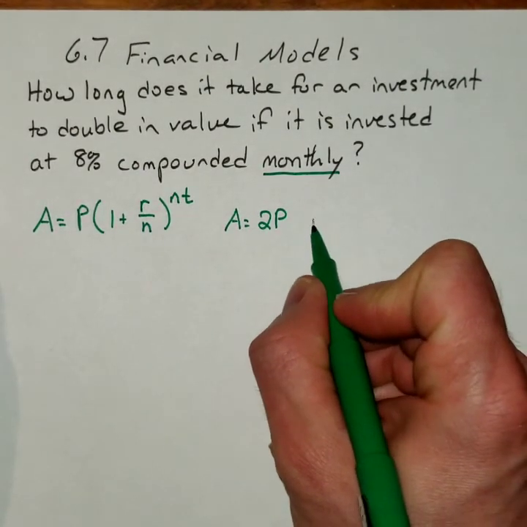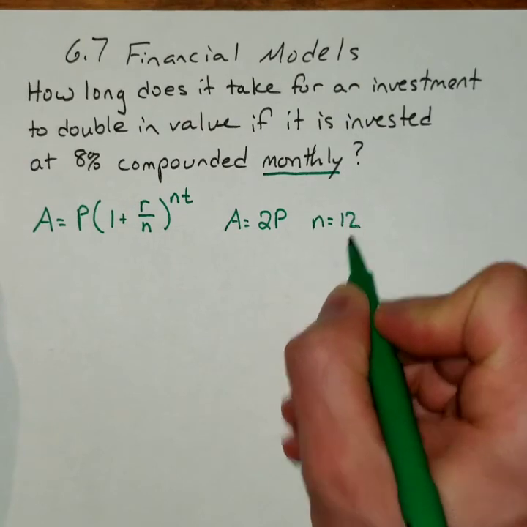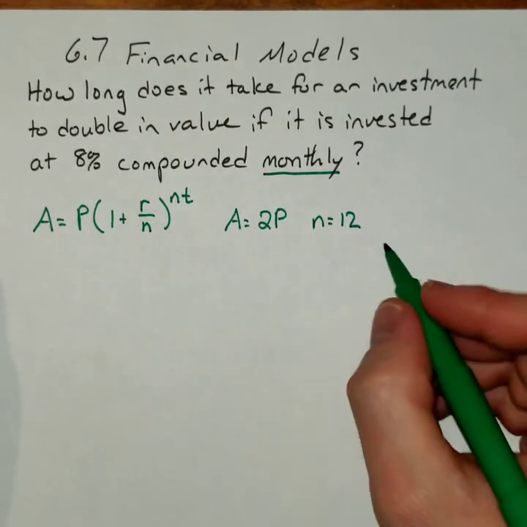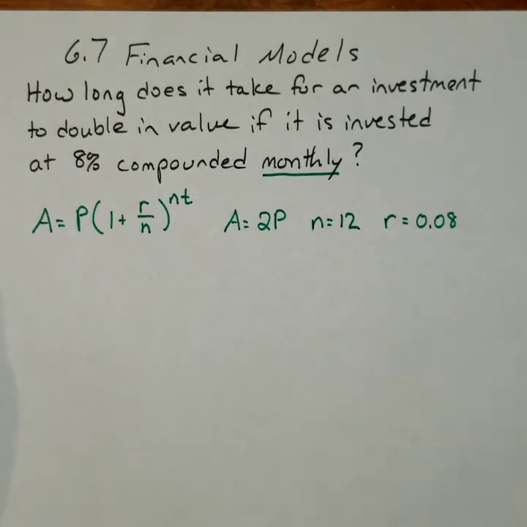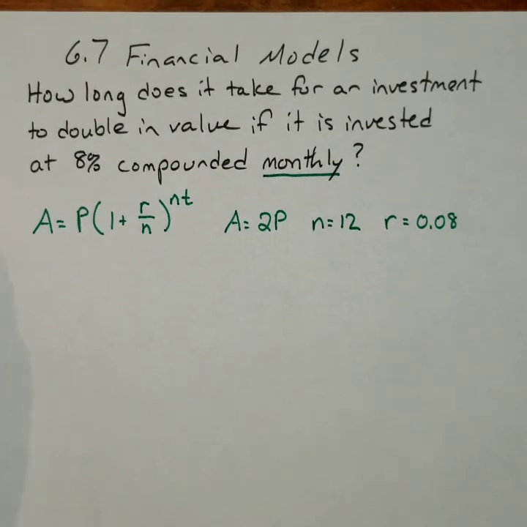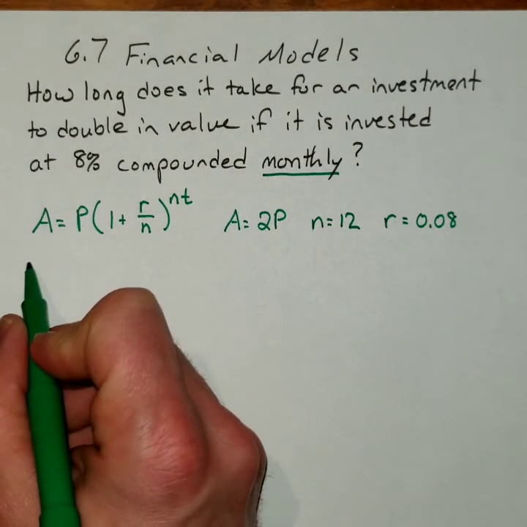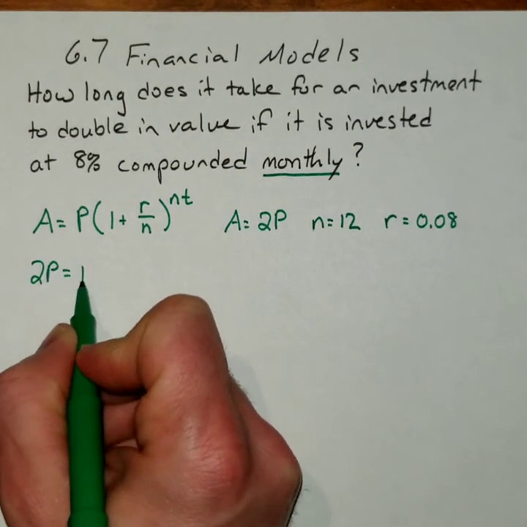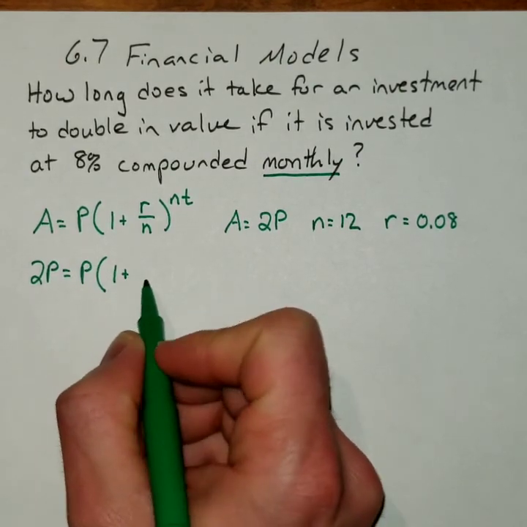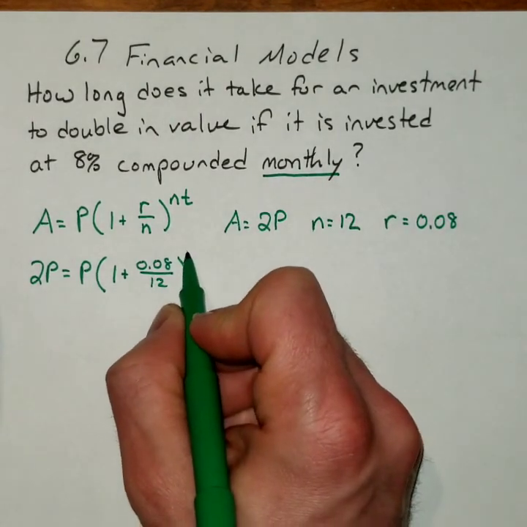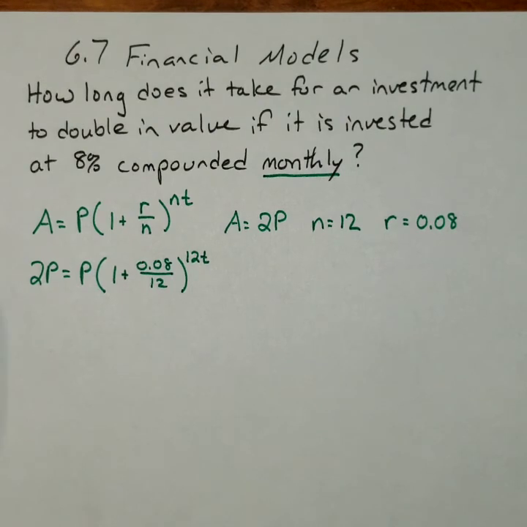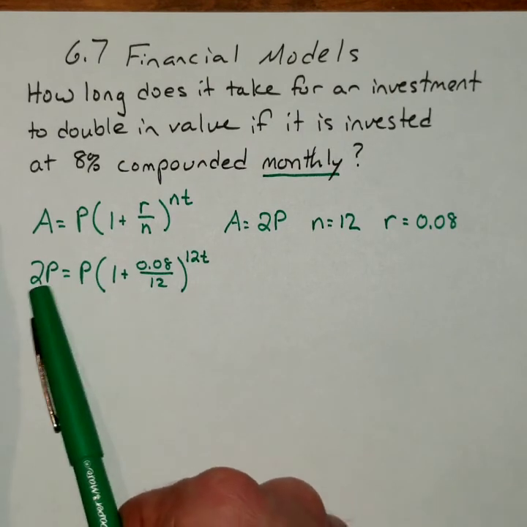I do know that the n value is going to be 12 because it's monthly compounding, and that the rate is 0.08 because that is the decimal form of 8%. And so when I plug all this information in, again, P is still unknown, I'm going to get 2P equals P times 1 plus 0.08 over 12 raised to the 12t power. Now that's everything I know. Notice the t is still unknown, but so is the P.